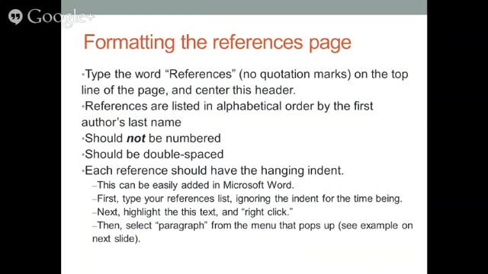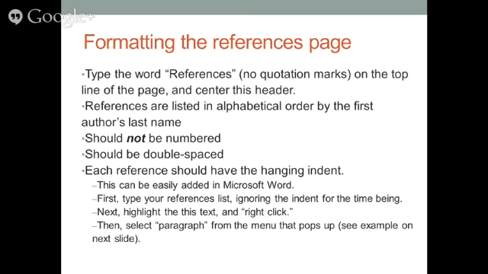Now all references should be listed on their own page of a paper. There should be no other part of a paper that appears on this references page. Now this page should have the word references typed at the top. It should be centered. No quotation marks are necessary. On this list, references are listed in alphabetical order by each article's first author's last name. Now this is why it's important to keep the author's names in the order that they're listed on the article. This signifies who gets the most credit for doing each part of the study.